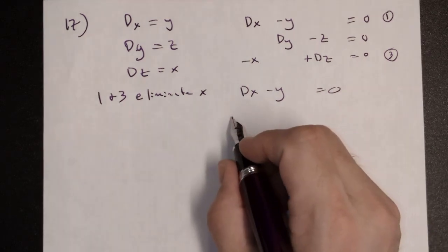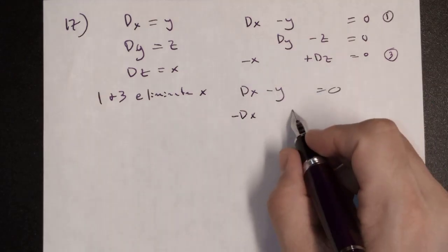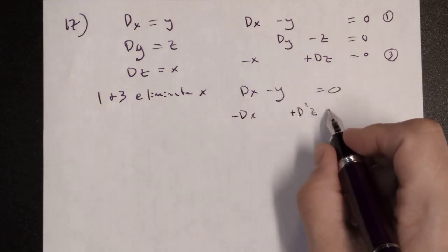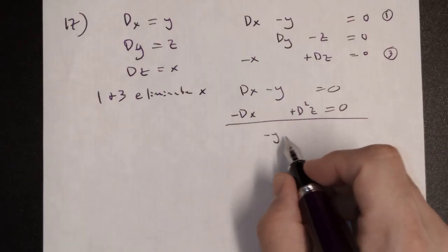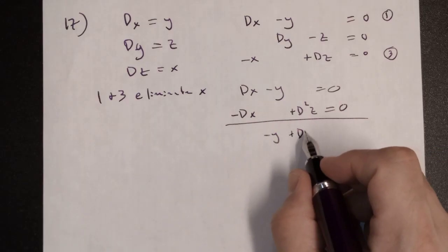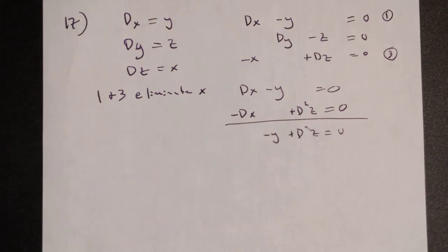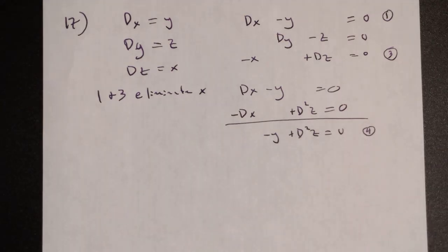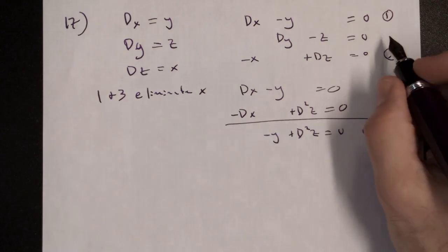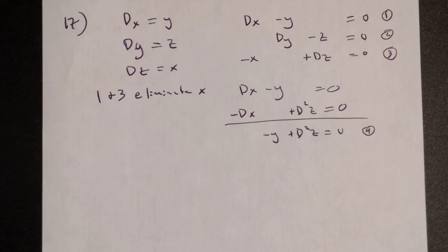Okay, so I'll have minus Dx plus D squared z equals 0. And when I add, I get minus y plus D squared z equals 0. I'm going to call this equation number 4. I'm going to go back up to the original set, and I'm going to label equation number 2, which I didn't label in the first place, which was dumb of me. Should always label the equations.